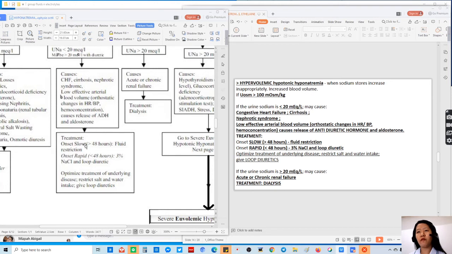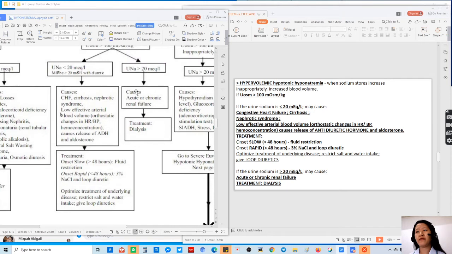And the treatment for hypervolemic hypotonic hyponatremia will depend on the onset. If the onset is slow, or more than 48 hours, fluid restriction. If the onset is rapid, with less than 48 hours, administer 3% sodium chloride and loop diuretic. Optimize treatment for underlying disease, restrict salt and water intake, and give loop diuretics.